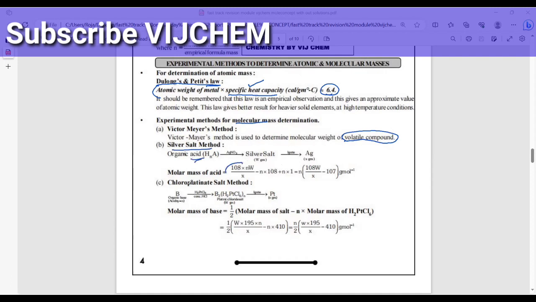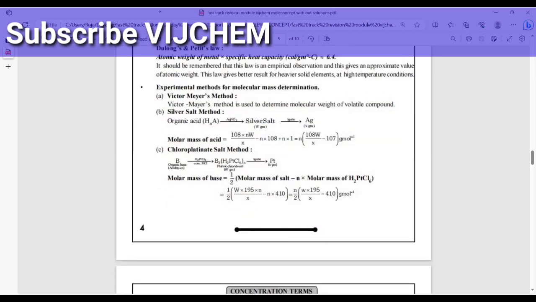Organic acid and chloroplatinic salt method is used for the organic base. These are some formulas related to the chloroplatinic salt, related to the organic acids. This is related to the volatile compound: Victor Meyer method for volatile compounds. The silver salt method is for organic acids, and the chloroplatinic salt method is for the organic base. So depending on the question, we have to revise these formulas and try to substitute in them.